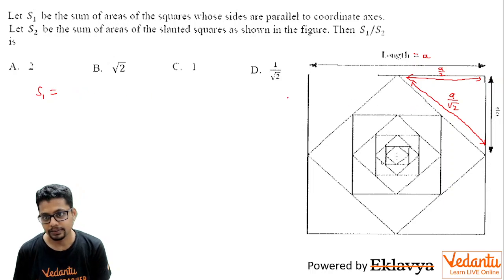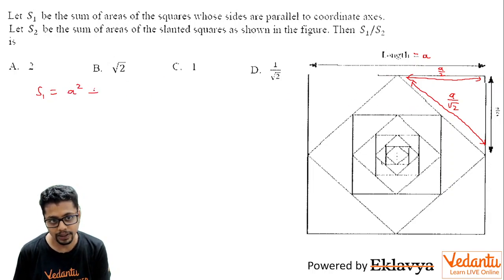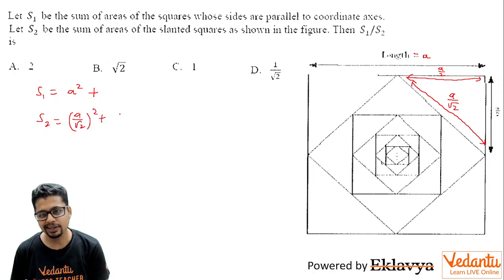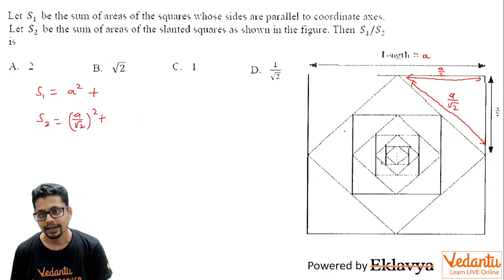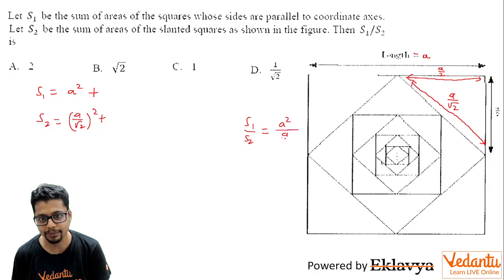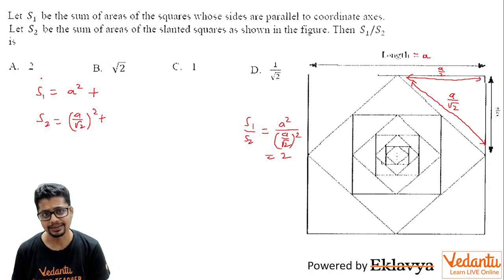S1 would be A square plus, and S2 would be A by root 2 whole square plus. Now if you see carefully, there are infinitely many such squares. S1 would be A square plus so and so forth, S2 would be A by root 2 whole square plus so and so forth. And just by very simple understanding and intuition, you can clearly say that S1 by S2 would essentially be A square by A by root 2 whole square, which is essentially 2. And A is the answer.